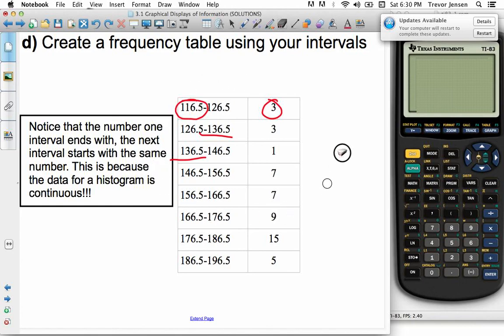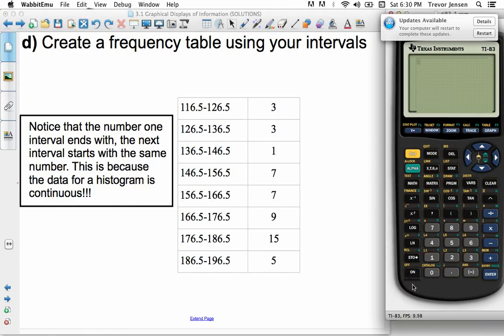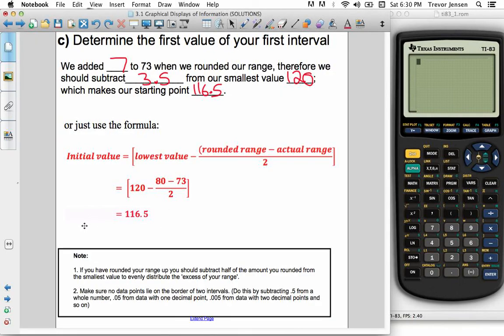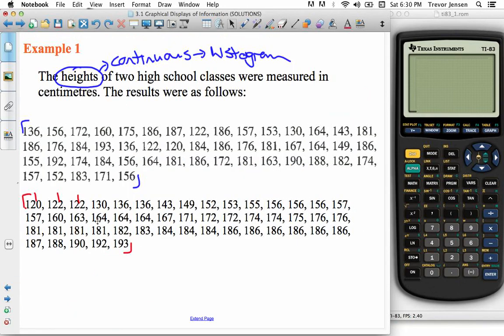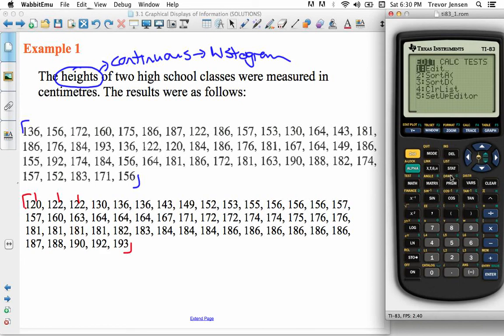I'll show you how you could do this on your graphing calculator to get it to count the frequencies for you, if you would rather do it that way. It takes a little bit of time, but it probably is faster than counting manually the number of data points within each interval, especially if the data points aren't in order. So what you have to do is first put all the data points into your calculator, which I did already. Just go to Stat, Edit, and put all of the data points into L1. So I put all 50 of the data points into L1.